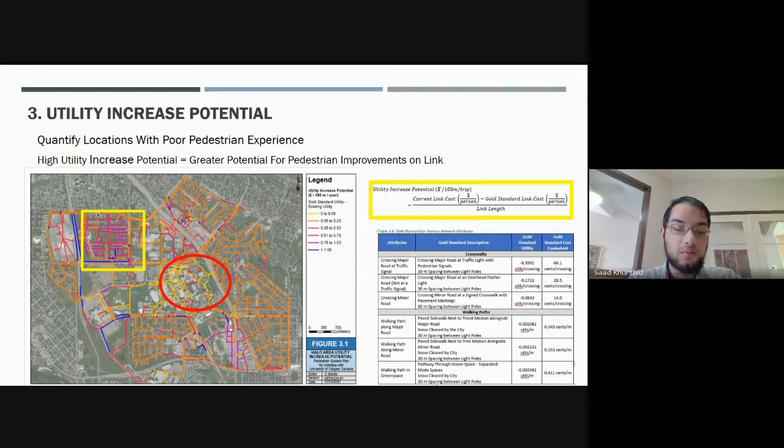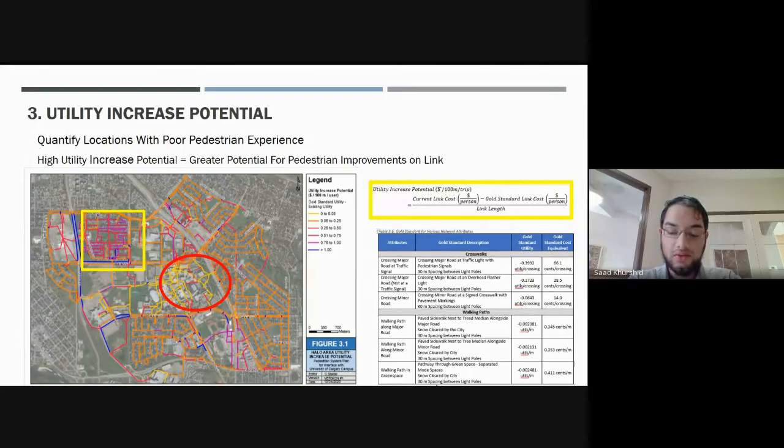Note that utility increase potentials over $1 per 100 meters per trip, shown in blue, are not very common and are mostly for grass paths. Using utility increase potentials, we have a data-driven approach to provide an apples-to-apples comparison of pedestrian experience and can easily be integrated into a GIS system.